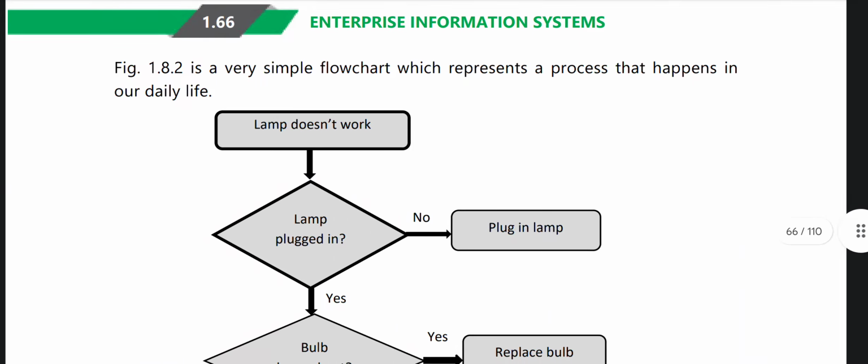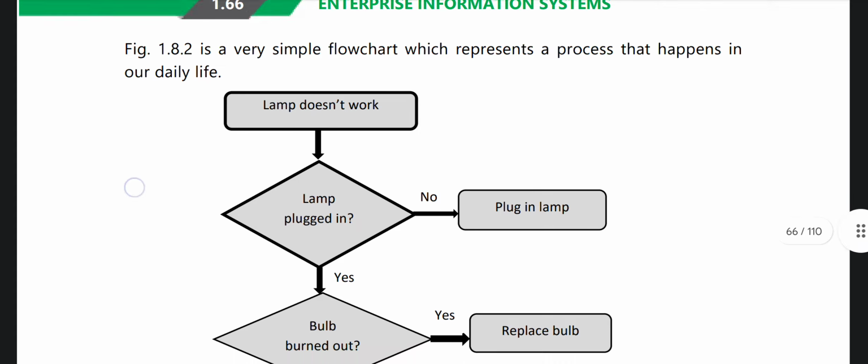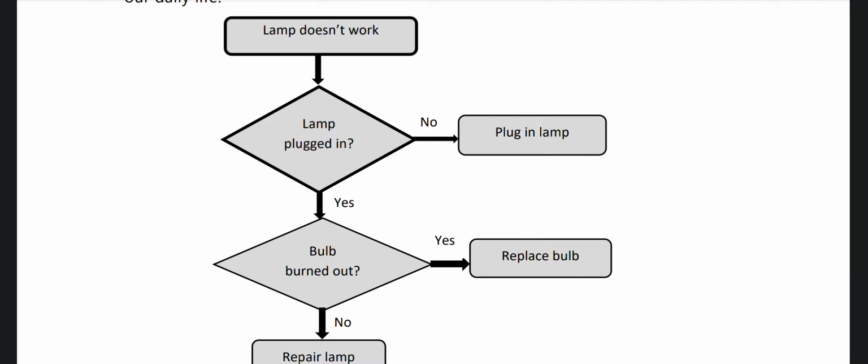And next we have an example: the lamp doesn't work. Figure 1.8.2 is a very simple flowchart which represents a process that happens in daily life. In daily life, the lamp doesn't work. It is a problem, the first thing. And the problem flows into: is the lamp plugged in or not? The lamp must be plugged in. If the lamp was not plugged in, plug in the lamp, and it will then be on.